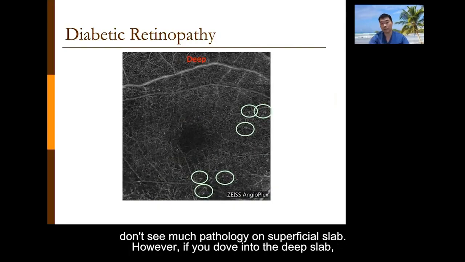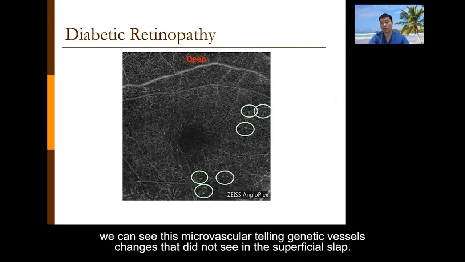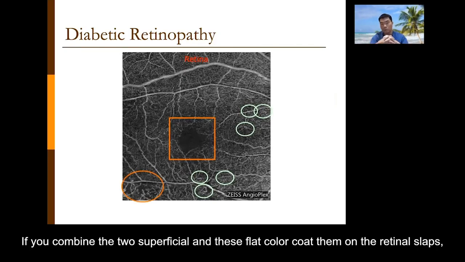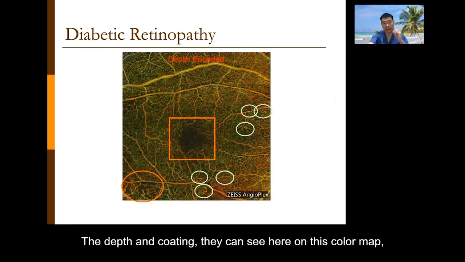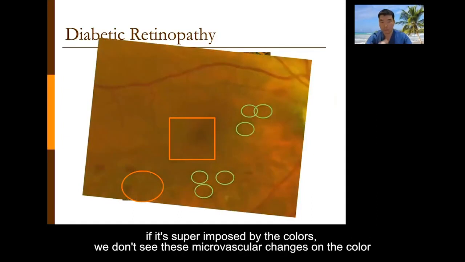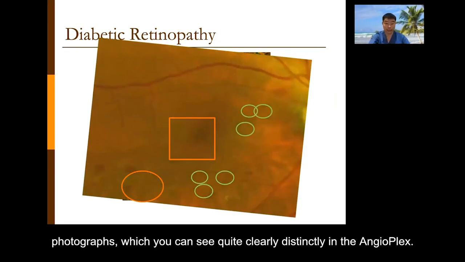However, if you delve into the deep slab, we can see these microvascular telangiectatic vessel changes that we did not see in the superficial slab. If you combine the two, superficial and deep slab, color code them on the retinal slab, we can see where the pathology lies because of the depth coding that you can see here on this color map. If you superimpose back the colors, we don't see these microvascular changes on the color photographs, which you can see quite clearly, distinctly in the Angioplex.